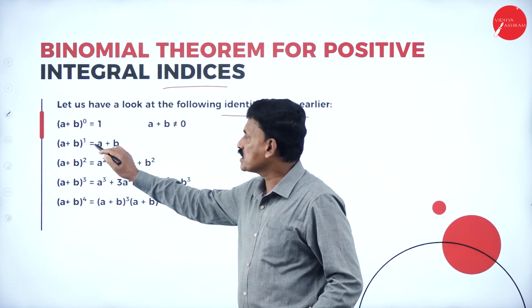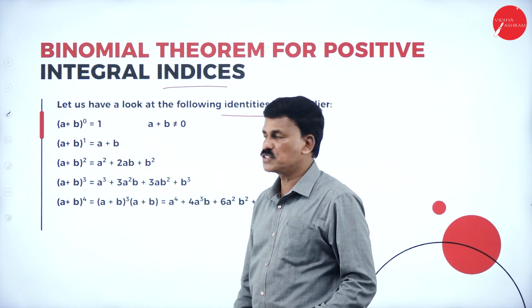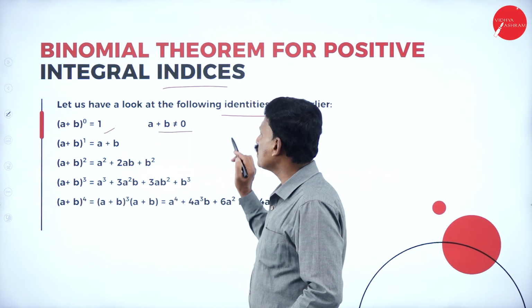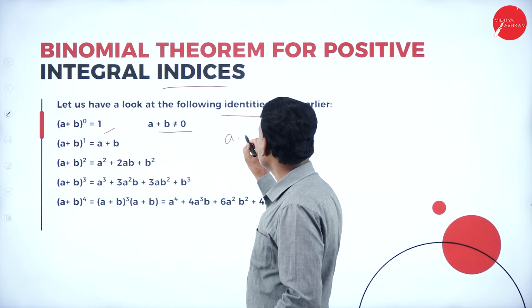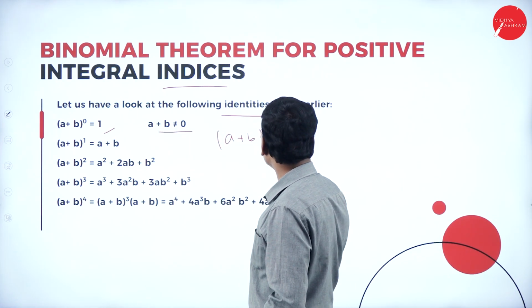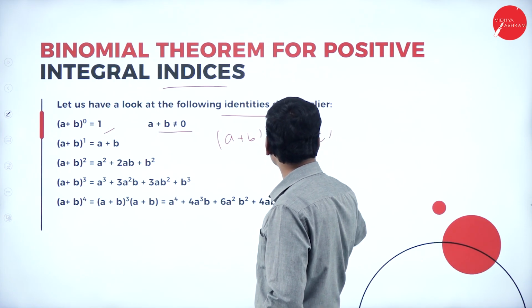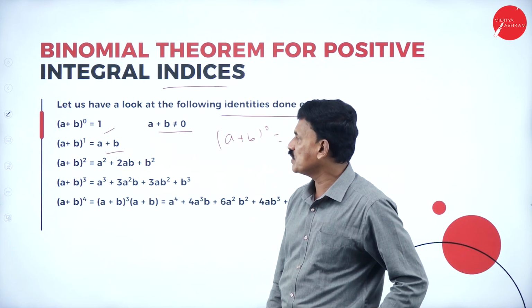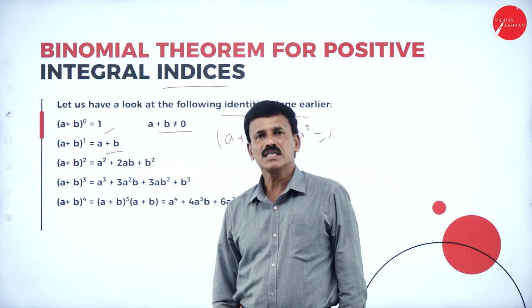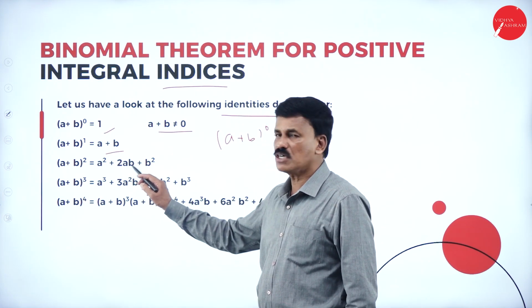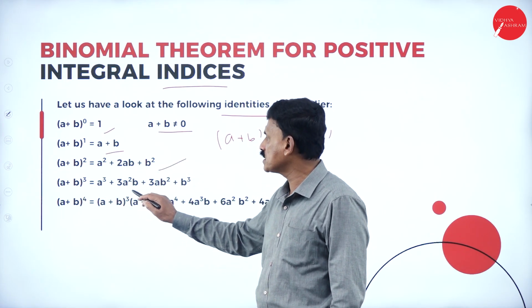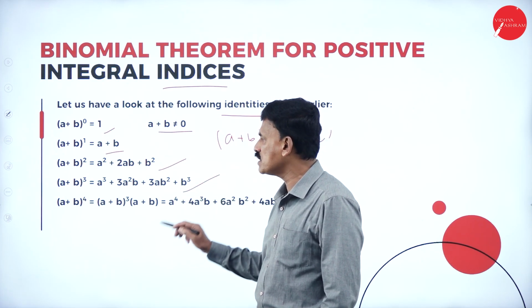So earlier we have studied a plus b to the power of 0. Any number to the power of 0 is equal to 1, because a plus b is not equal to 0. A plus b to the power of 0 is equal to 1. Now what is a plus b to the power of 1? A plus b to the power of 1 is equal to a plus b itself. Next, a plus b whole square is equal to a square plus 2ab plus b square. A plus b whole cube is a cube plus 3a square b plus 3ab square plus b cube.